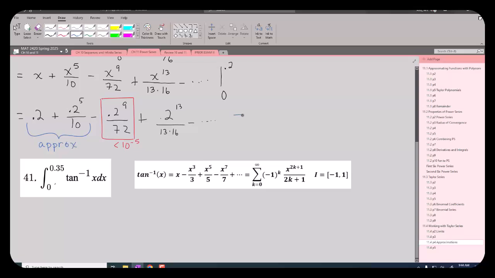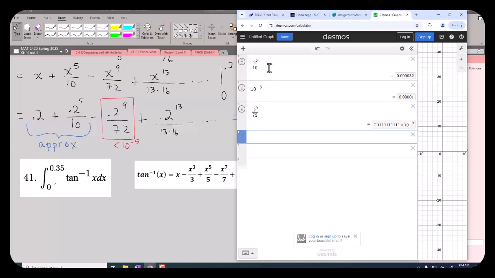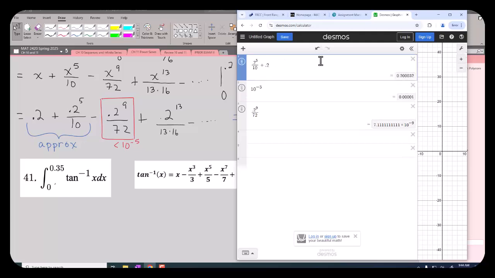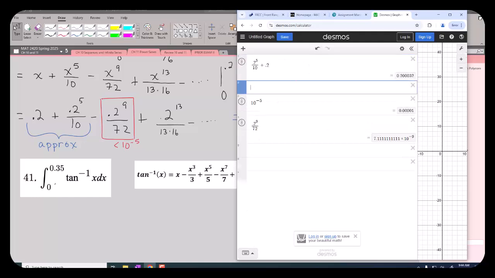So we're going to come over and we're just going to add those two numbers together. So 0.2 plus that one. So it's that one plus 0.2. So there is our approximation.